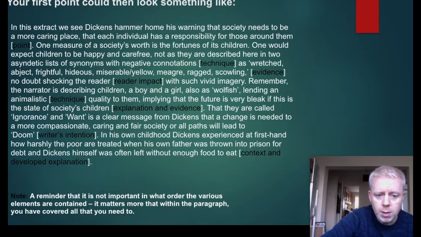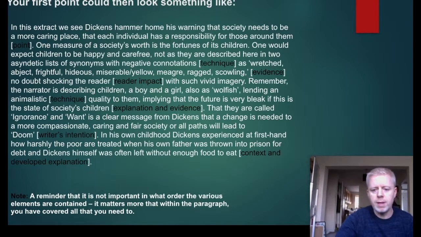That they are called ignorance and want is a clear message from Dickens that a change is needed to a more compassionate, caring and fair society, for all paths will lead to doom. In his own childhood, Dickens experienced at first hand how harshly the poor are treated when his own father was thrown into prison for debt, and Dickens himself was often left without enough food to eat.